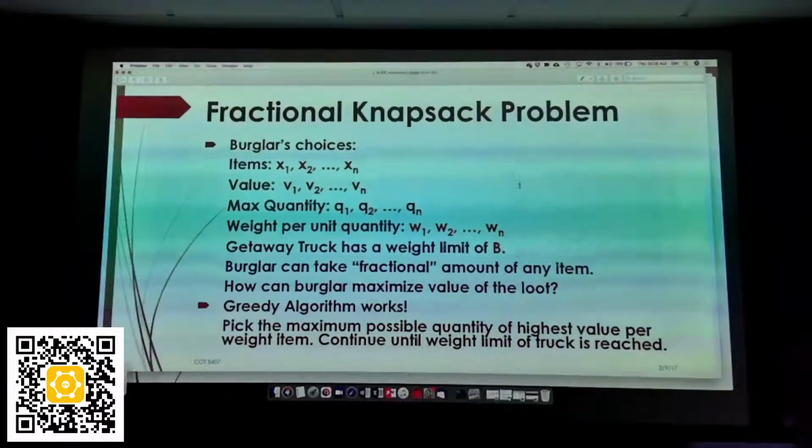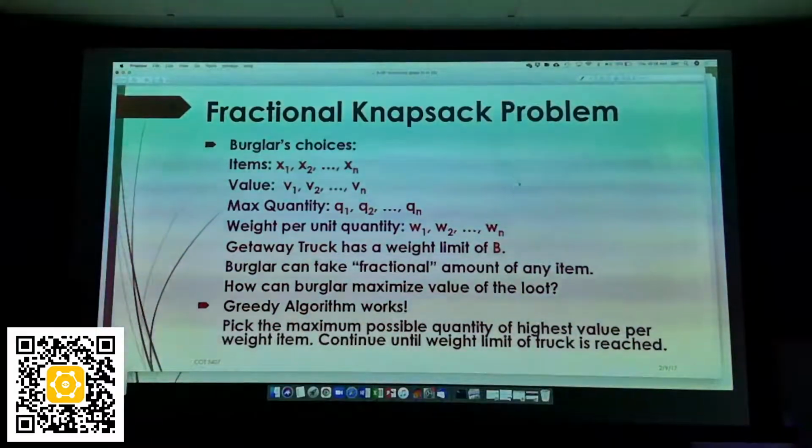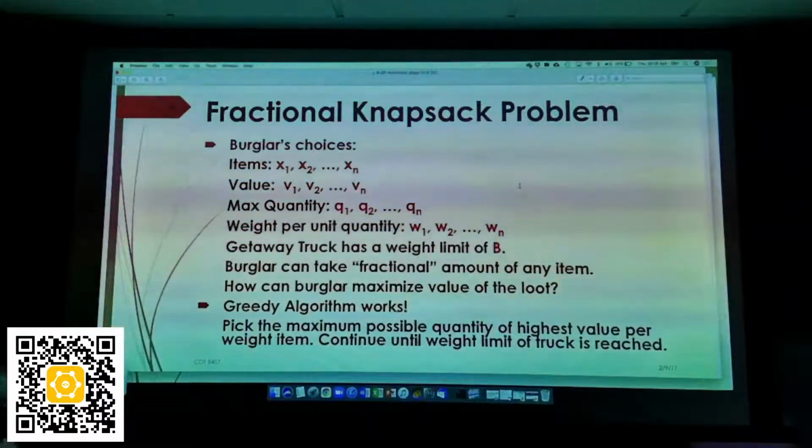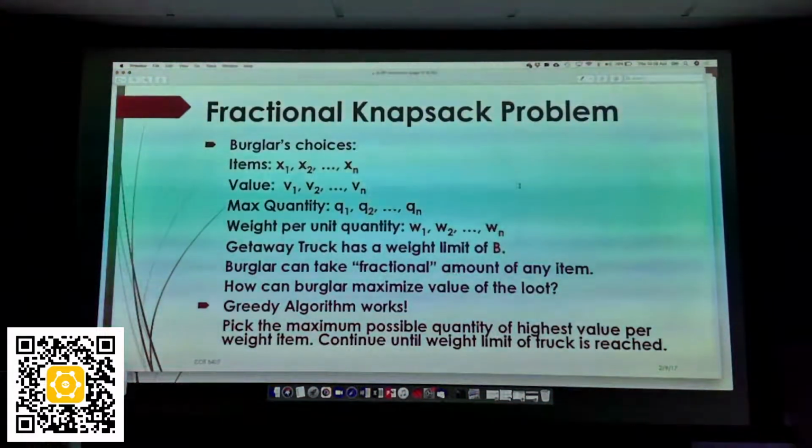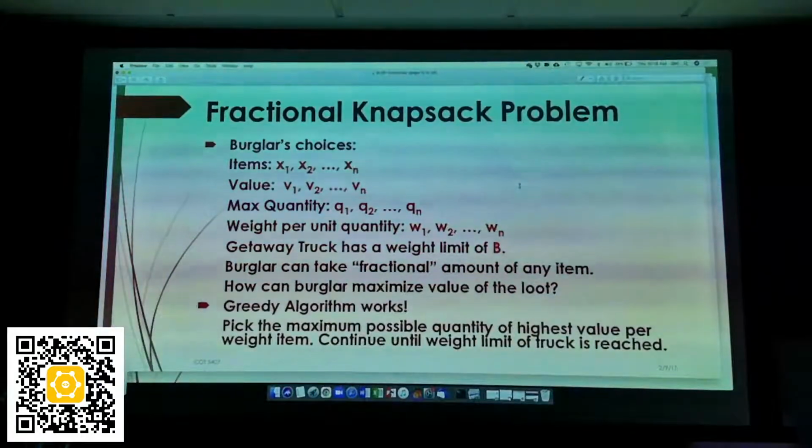I was thinking we could sort by value and then by weight. That's right. So it turns out the greedy algorithm is the right solution. So it pays for the burglar to be greedy.